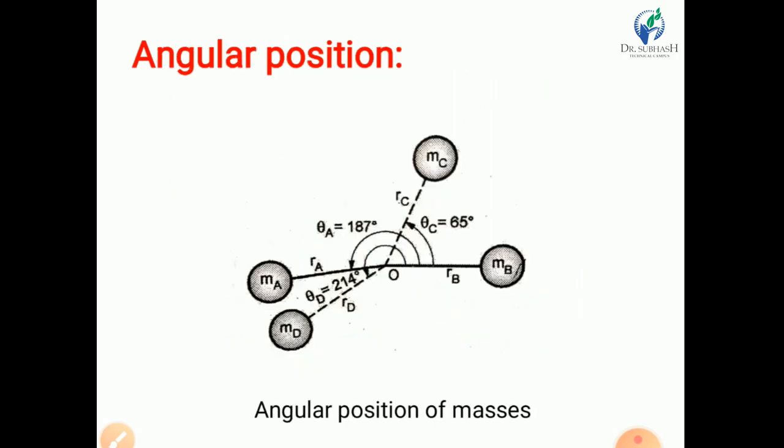Now the second step is the angular position. In this case the angular positions of the four masses are unknown, so we consider mass B to make an angle of 0 degrees with the horizontal line. This is the center of the shaft, and this is the horizontal line, and mass B makes an angle of 0 degrees with the reference horizontal line. That means theta B is 0. So the unknowns are theta C, theta D, and theta A. In total we have the unknowns: mass A, theta A, theta C, and theta D.